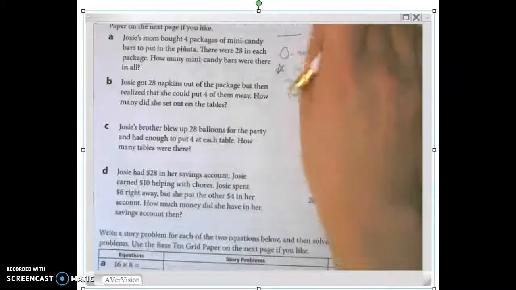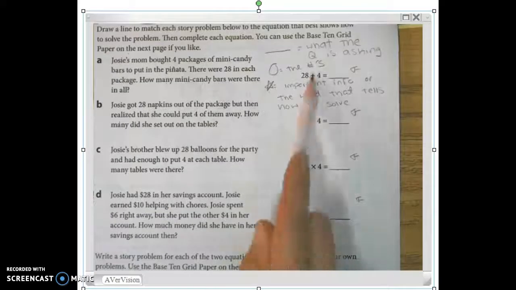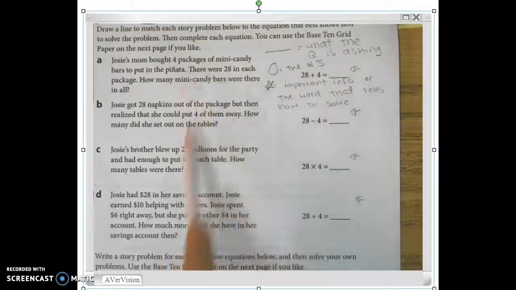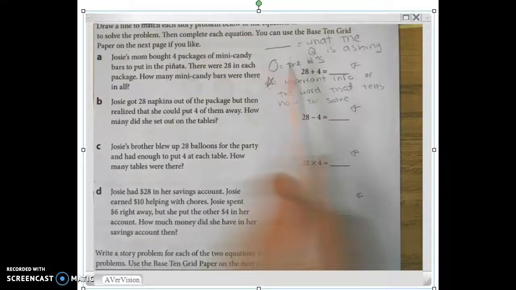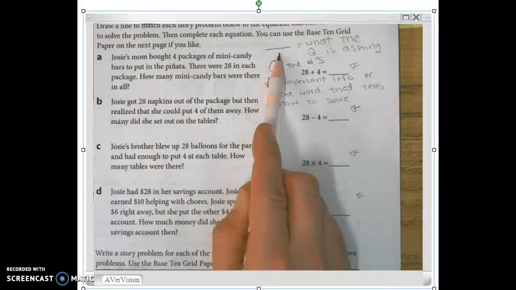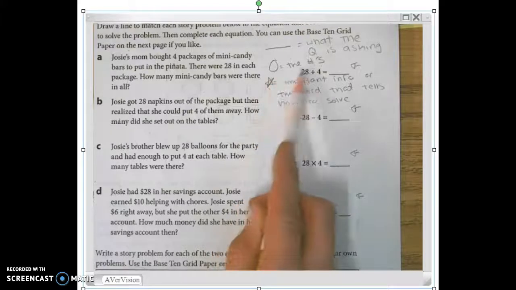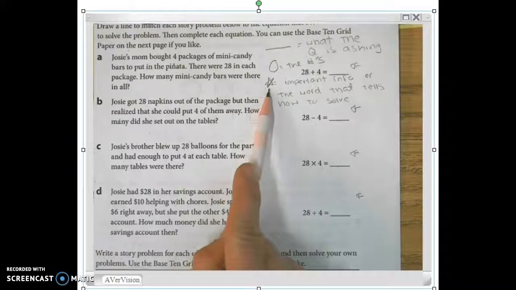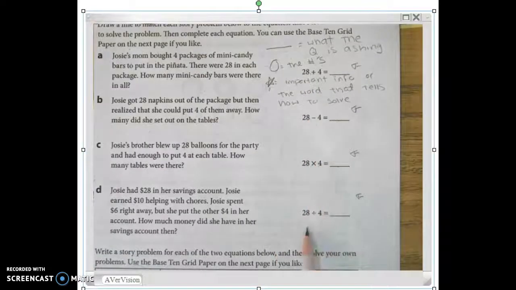Number 5 is going to ask you to read each story problem, and you're going to draw a line to match one of these equations that goes with these story problems, and you have to solve it. I usually always ask the kids, the first 3 steps we do for a story problem: first we underline what the question is asking. Then we're going to circle the numbers. Then we're going to star the word that tells us how to solve, or star anything that's important information. And usually underlining what the question is asking is going to help us figure out which one of these equations match.